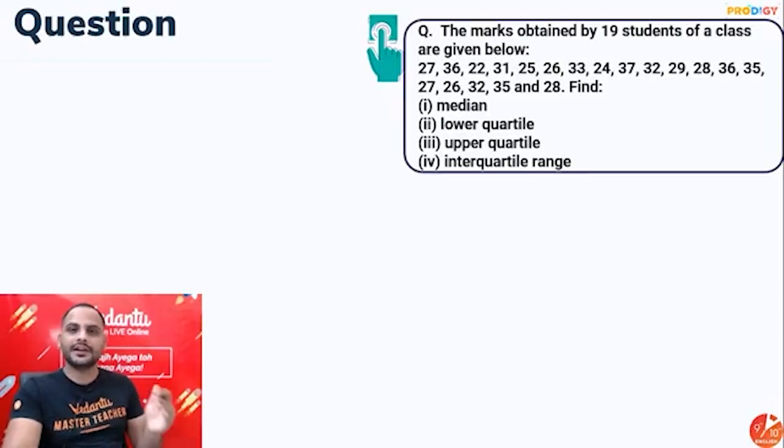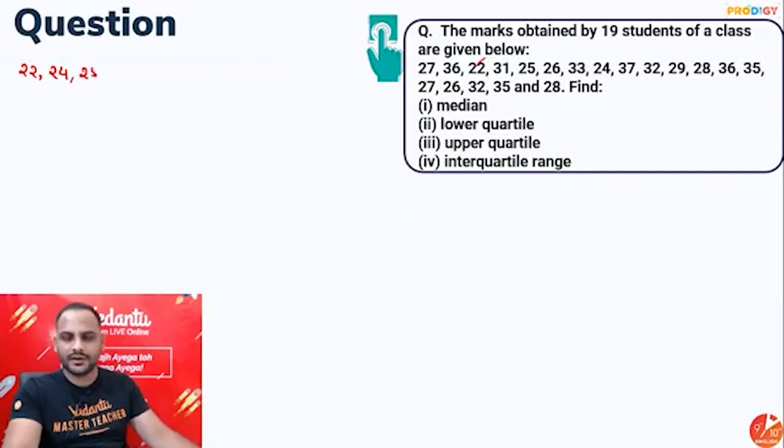We need to arrange it into ascending order, right? So if I start arranging it in ascending order, I'll start with 22, then 24, 25, 26, and 26 is there 2 times, 27 is also there, 23 is not there. So 24, 25, 26 2 times, 27 only 1 time. Oh, 27 was also 2 times, so I need to change a little bit over here.